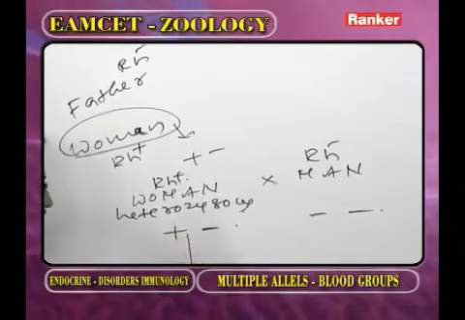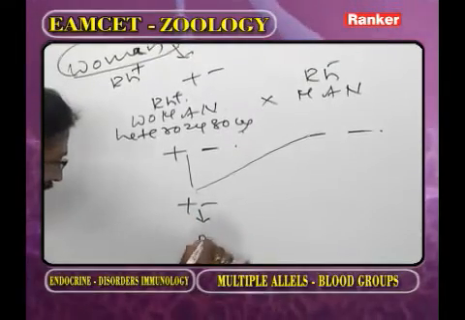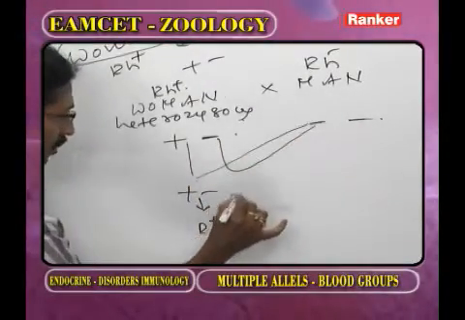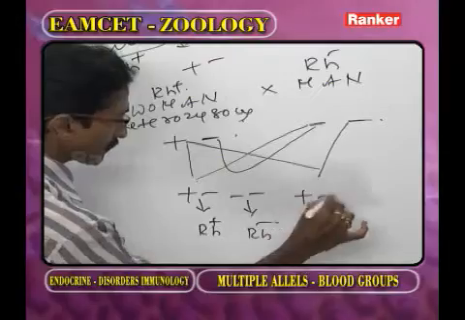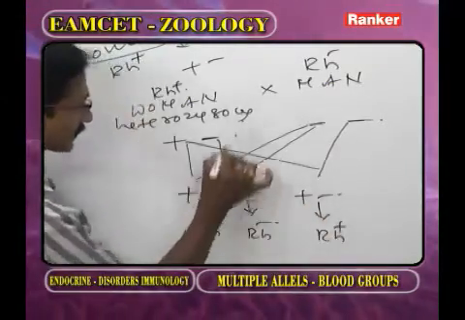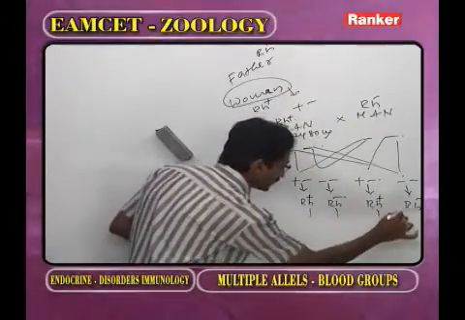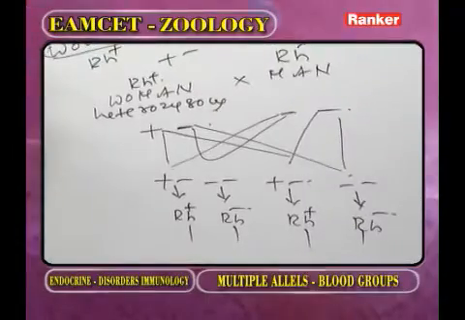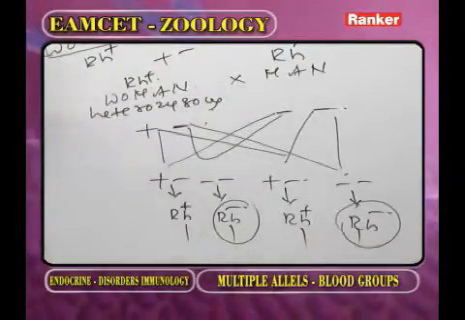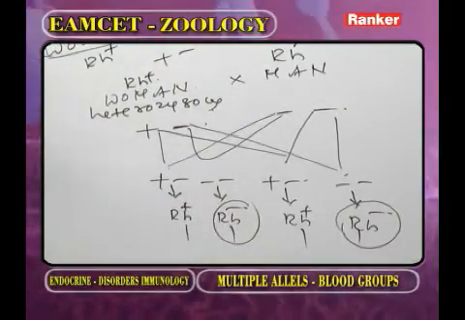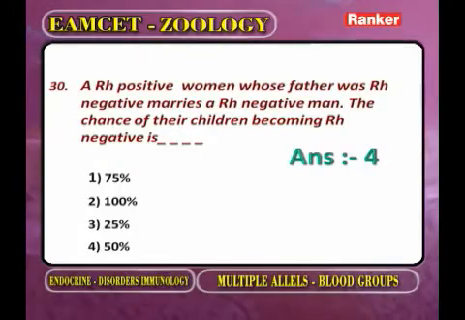Now, if we go for the cross, here the baby has Rh antigen. Now you go, the baby has no Rh antigen. Now, Rh antigen present. Now, no Rh antigen. As we observe the children, out of 4, two have no Rh antigen. So, how many do not get it? 50%. Out of 4, how many do not get it? 2. So, here the answer is 50%. Next question.